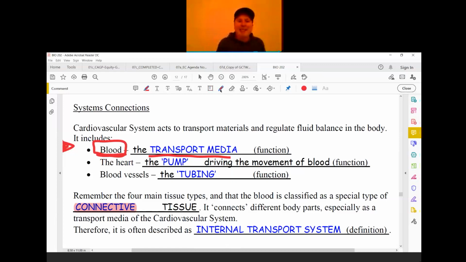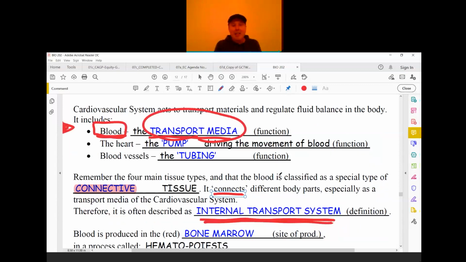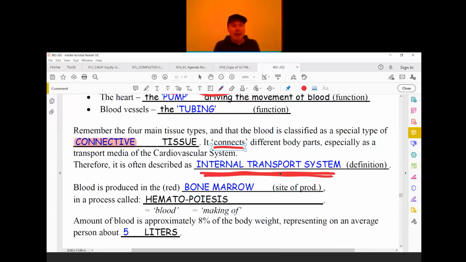So just remember that that would make a good question. What kind of a tissue is blood? It is a connective tissue since it connects different body parts. And if you want to describe it somehow, you can describe it as the internal transport system. So it really is this transport media that we saw earlier on within the body. And a lot of things are transported in the blood.